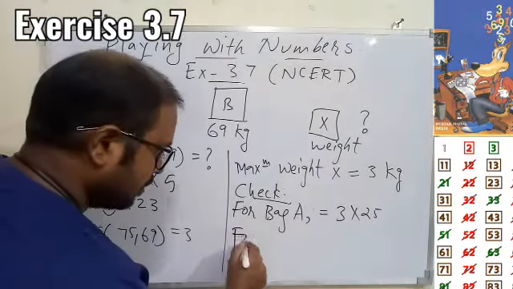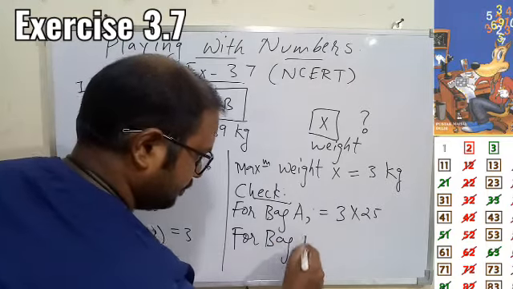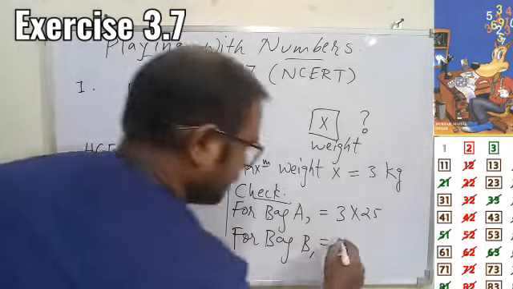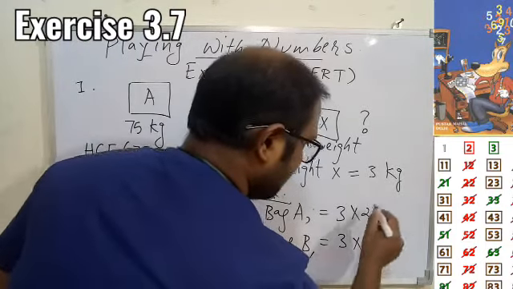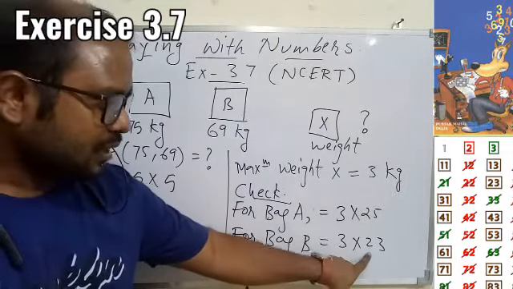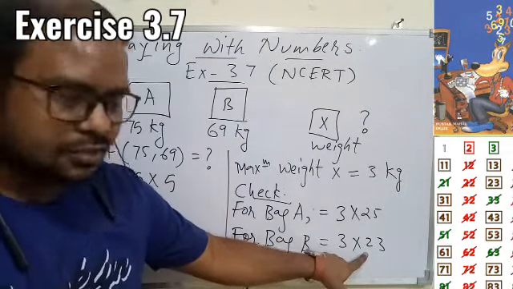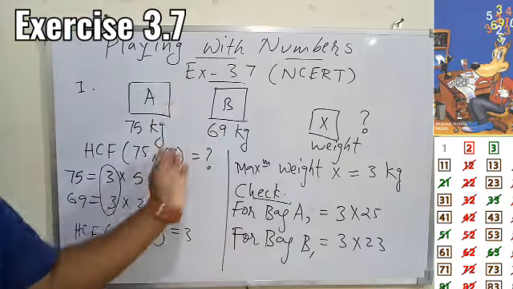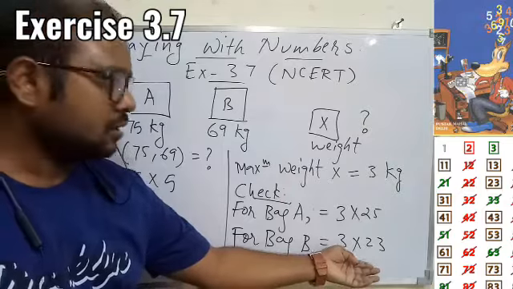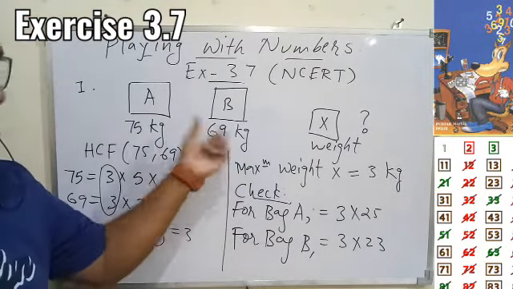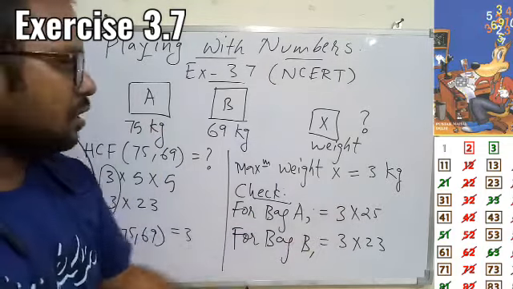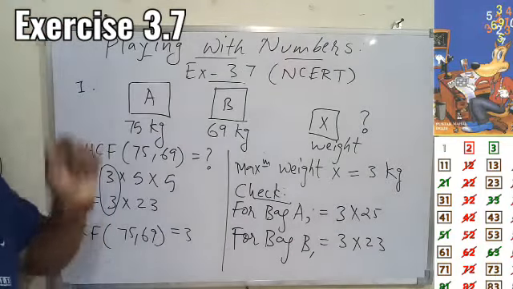For bag B, you can see here 3 and 23. So it is 3 into 23. So overall with the same weight 3 kilogram, if we measure 23 times, that is you take 3 kilogram, then again 3 kilogram, then again 3 kilogram, 23 times if you complete, you will be able to measure the weight of 69 kilogram, and same 25 times you will be able to measure the weight of 75 kilogram.